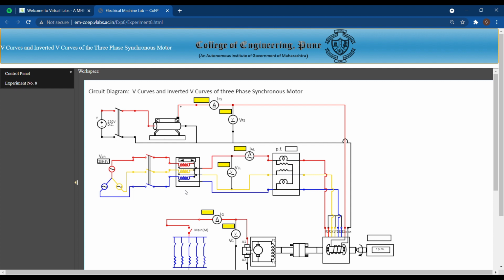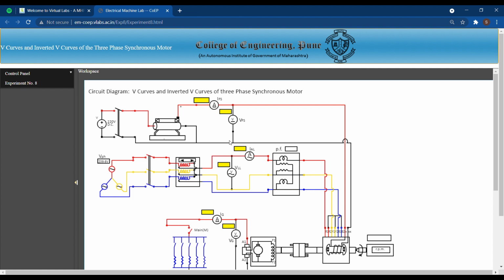It is to adjust the voltage applied to the synchronous motor. This is the digital power factor meter to measure power factor in the circuit. This is the three-phase synchronous motor. The RYB denotes the stator windings of the three-phase synchronous motor. XX denotes the field winding of the synchronous motor. This is a tachometer. It will measure the speed of the rotor.